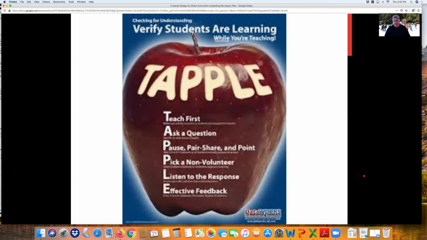An important concept in checking for understanding is an acronym we use called TAPPLE to verify that students are learning while you're teaching. TAPPLE stands for teach first, ask a question, pause, pair, share, and point, pick a non-volunteer, listen to the response, and effective feedback.